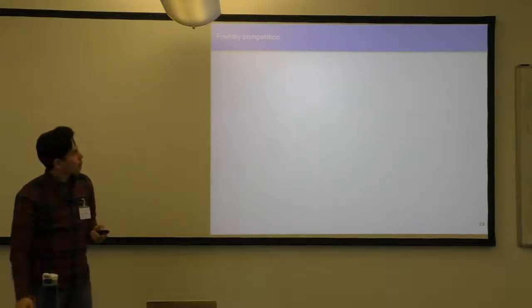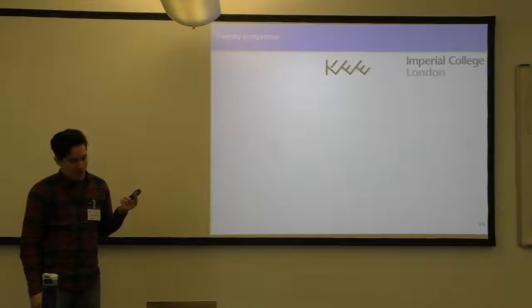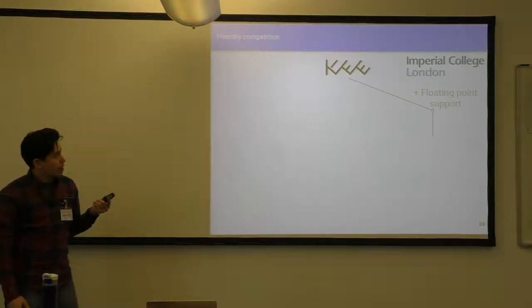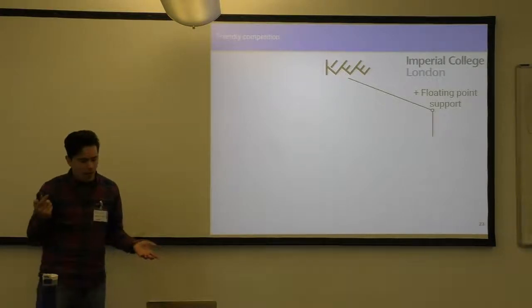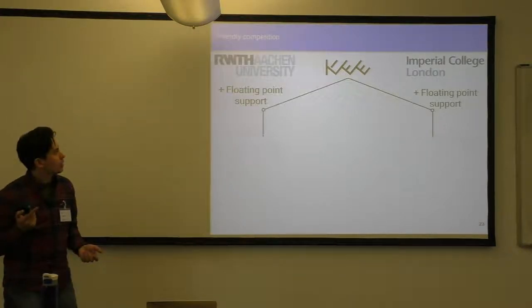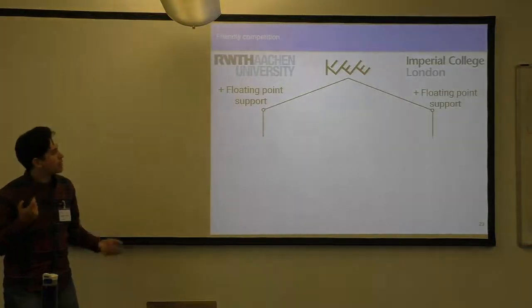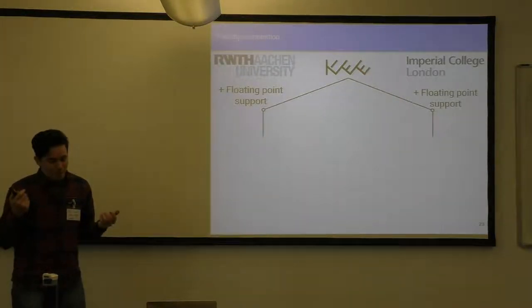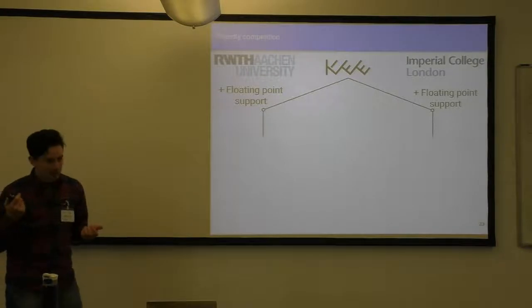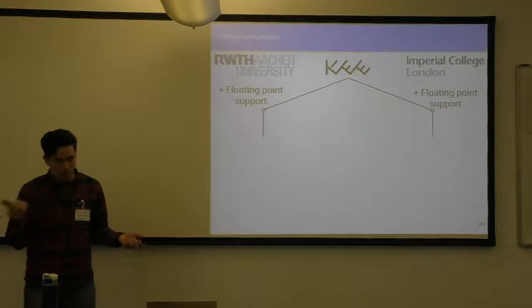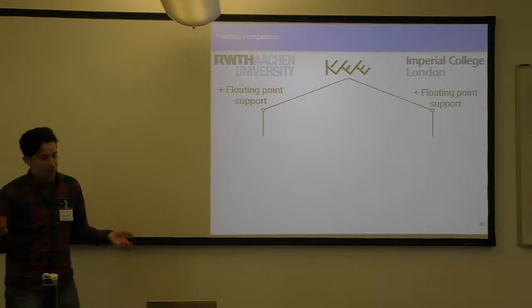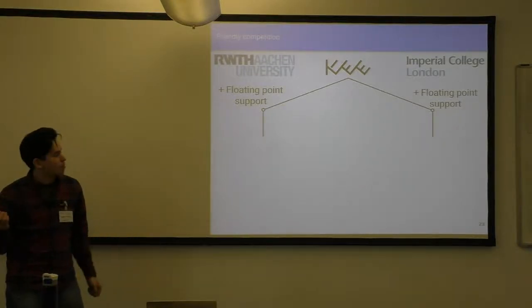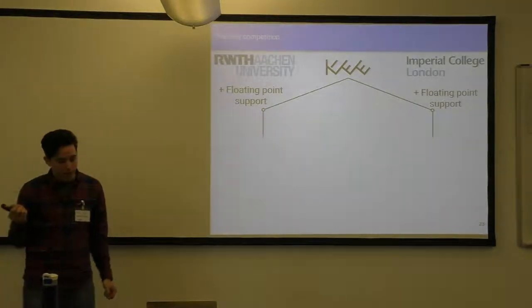So, onto a bit of friendly competition. At Imperial College, we forked KLEE, made our own copy, and added floating point support. And roughly about the same time, we discovered that RWTH basically did the same thing. But by the time we communicated, it turned out to be a bit too late to work on the same implementation because they had pretty much finished theirs and we had pretty much finished ours. So effectively, we realized, oh, we have two mostly independent implementations. Why don't we try and compare them with each other?